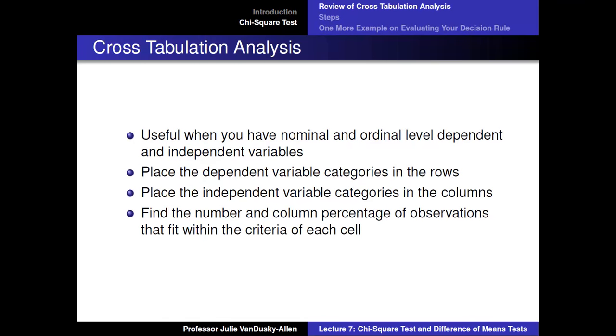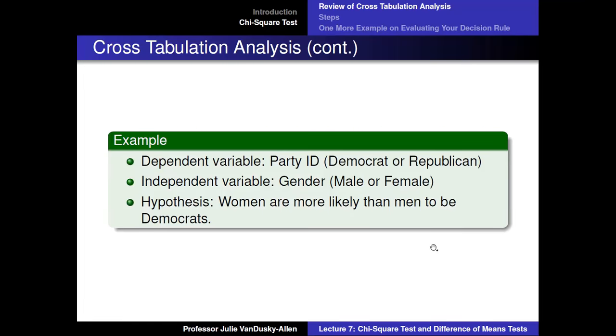Before I discuss how to conduct a chi-square test, I have to review cross-tabulation analyses. We use cross-tabulation tables to analyze nominal and ordinal level dependent and independent variables. We place the dependent variable categories in the rows and the independent variable categories in the columns. Then we find the number and column percentage of observations that fit within the criteria of each cell. So for example, imagine our dependent variable was party ID, Democrat or Republican, and our independent variable was gender, male or female. And our hypothesis was women are more likely than men to be Democrats.